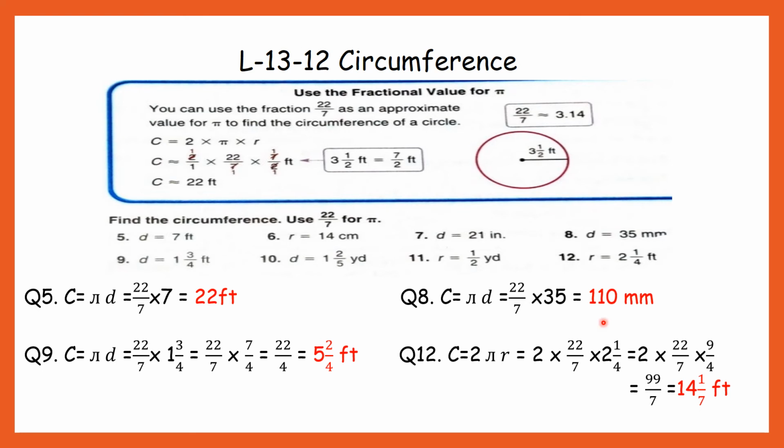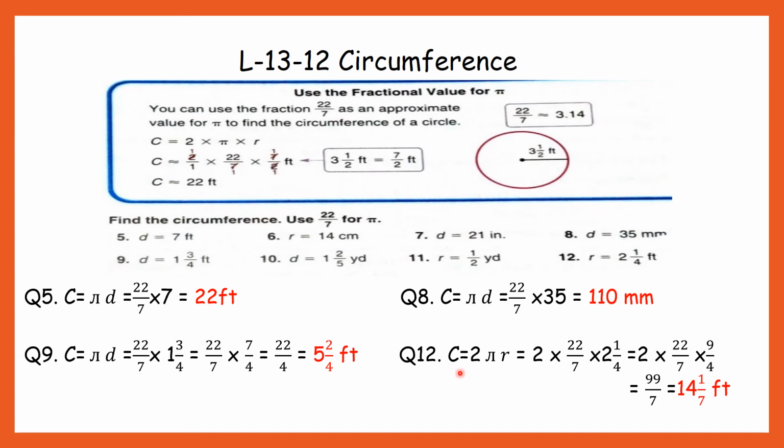Then in question number 9, it is given as a mixed number. Then you use pi d because a fraction is there. Convert the mixed number into a fraction. 4 multiplied by 1, 4 plus 3, 7 by 4. Then this 7 is cut with this one and 22 by 4 as a mixed number is 5, 2 by 4 or 5, 1 by 2 also.